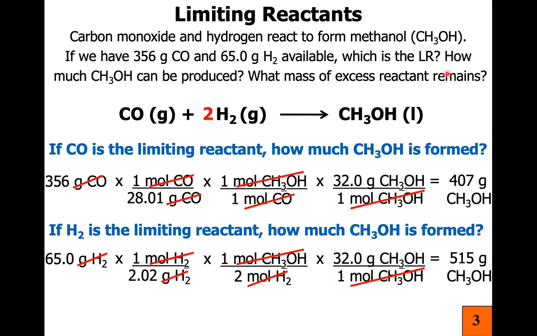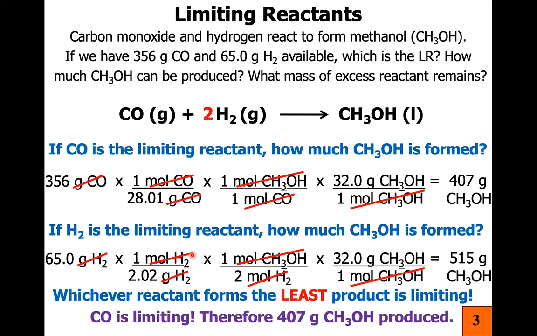Okay, so we've answered what's the limiting reactant. Limiting reactant is carbon monoxide, and also how much methanol can be produced. 407 grams can be produced. So we'll have to do a little bit more work to figure out what mass of the excess reactant remains. Okay, so CO is limiting, 407 grams of methanol is produced.